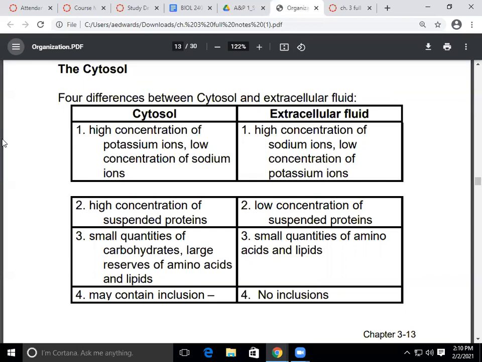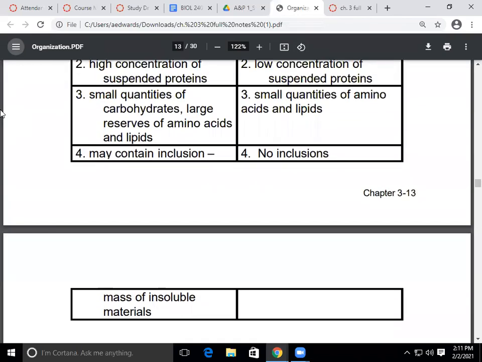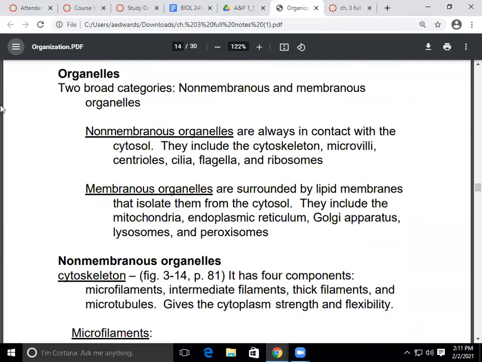Next difference: cytosol can have inclusions and the extracellular fluid does not. We learned about those cytoplasmic inclusions on, I think, the previous page. Those inclusions are masses of insoluble materials, so I just want to remind you of that.